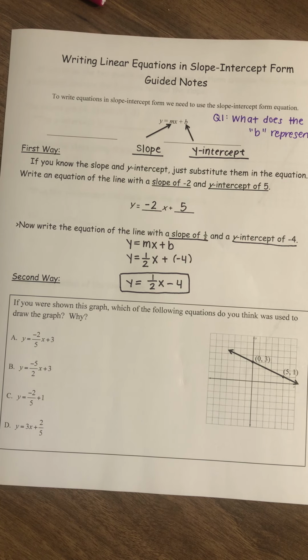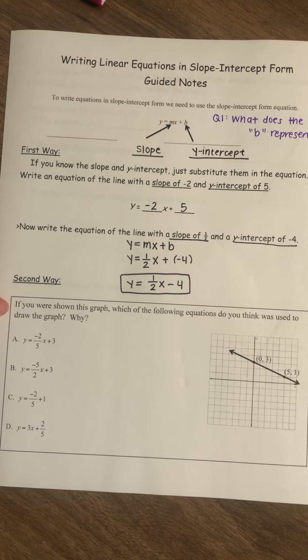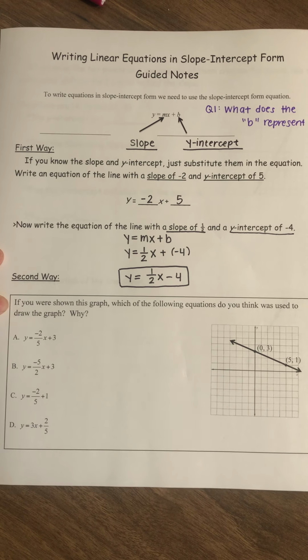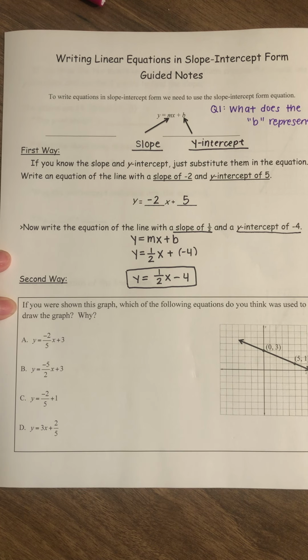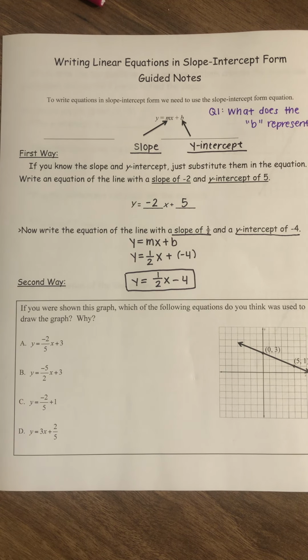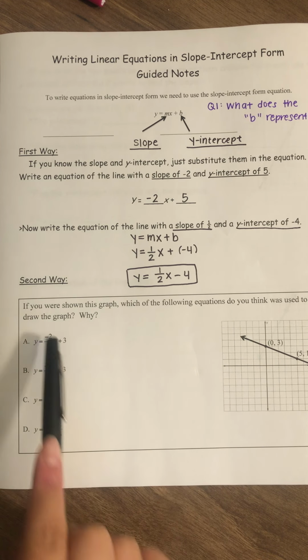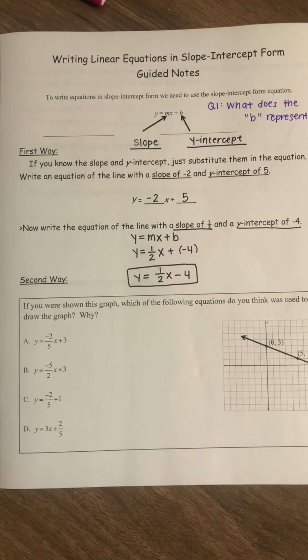Perfect. Let's look at the second way, and that's going to be in an instance where we're given a graph. So looking at this right here, if you were shown this graph, which of the following equations do you think was used to draw the graph, and why? We're given 4 options, and one of these options accurately describes this graph right here. We have to figure out which one it is.